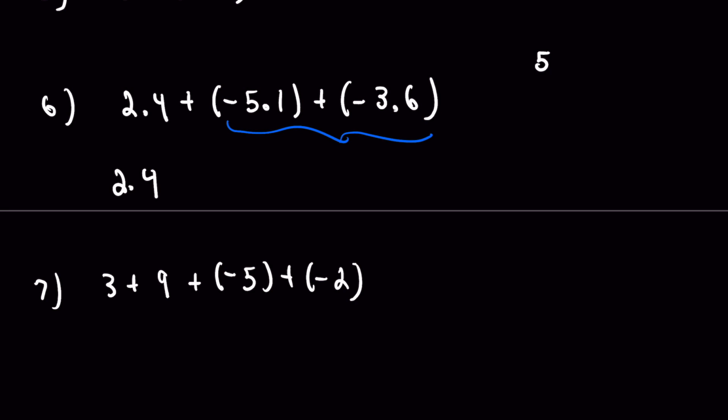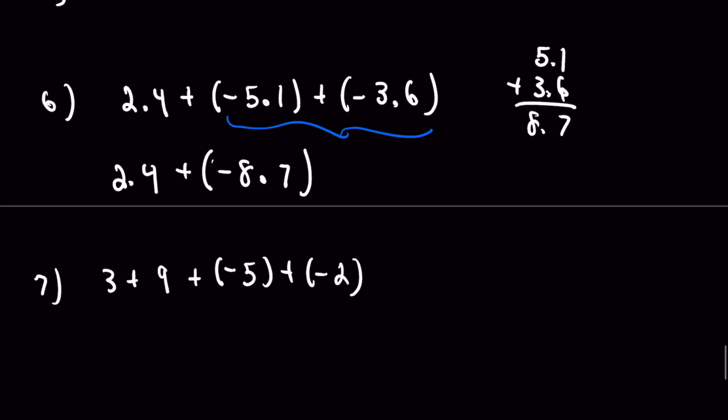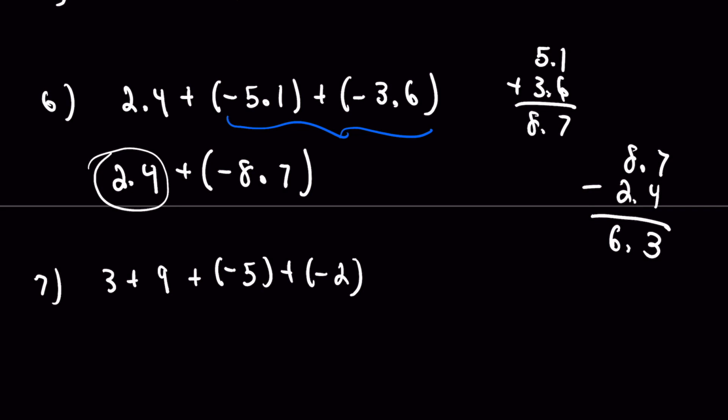I'm thinking about doing 5.1 plus 3.6. Again, because they're both negative, they have the same sign, so that's going to be 8.7. But it's going to be negative. So I've got 2.4 plus negative 8.7. Well, these are opposite signs, so I'm going to take the absolute value of the larger number. The absolute value of negative 8.7 is 8.7. I'll subtract away the absolute value of 2.4, which is just 2.4. That's going to give me 6.3.